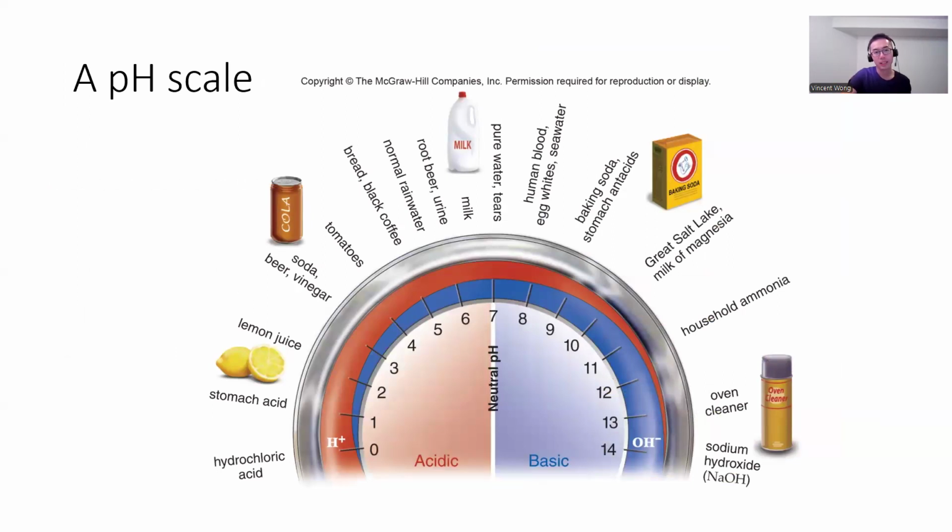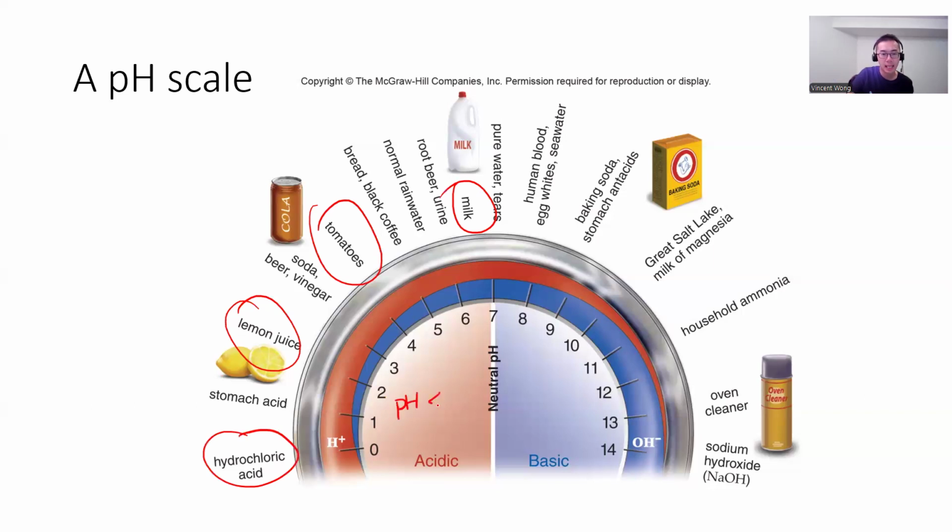pH scale. The pH scale measures whether something is acidic or basic. Acidic is things that are sour, things that are corrosive, and examples would be like lemon juice, tomatoes. Milk is actually a little bit acidic, and you have acid in your stomach. That is hydrochloric acid. All these things are acidic, and it has a pH that's less than 7.